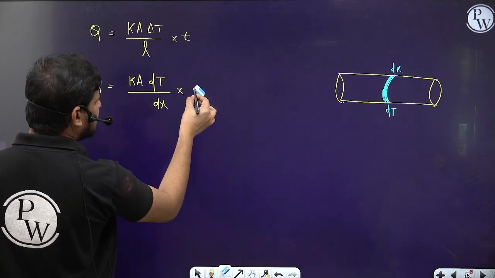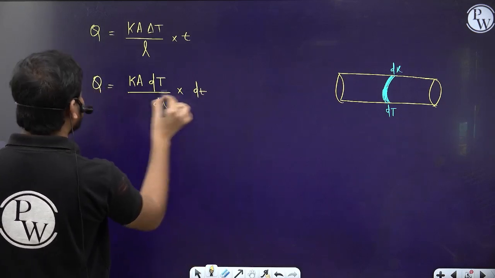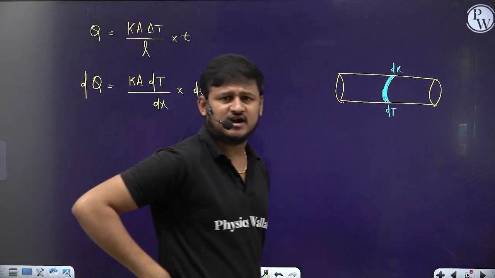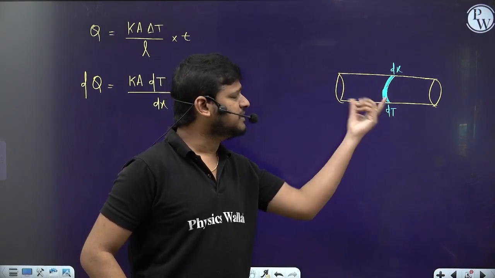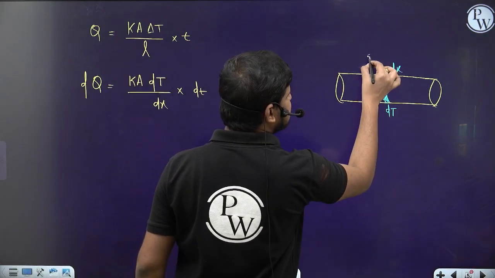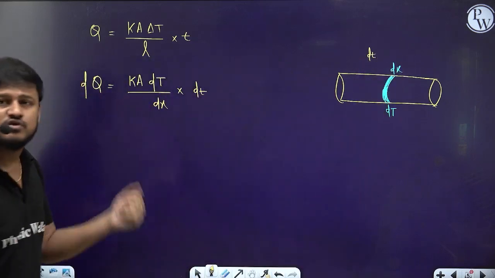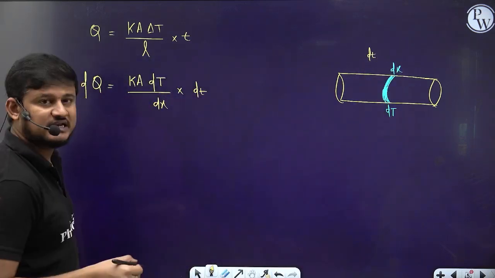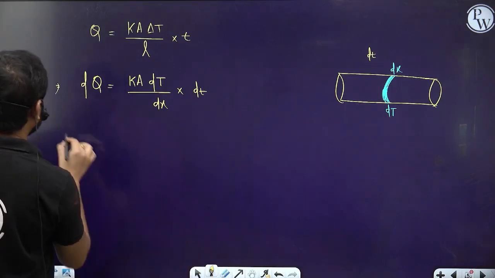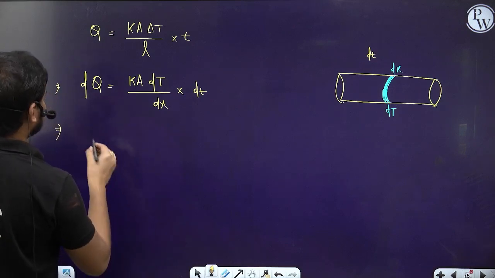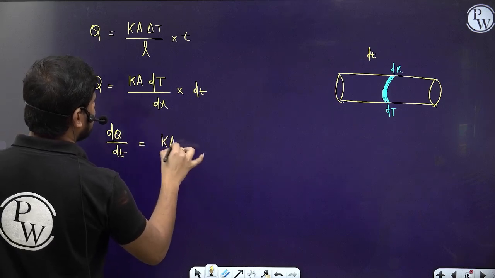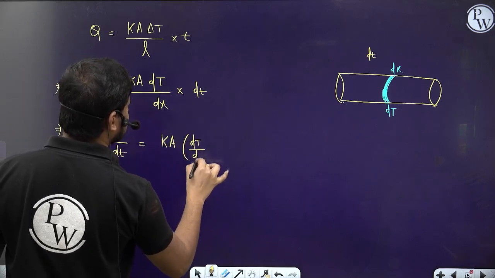So in the very small time dt, the very small heat flows, that is dQ, in the small given cross sectional area whose length is dx, whose temperature change across this cross section is dT. So not current, the small heat flows, that is dQ. From here I can write dQ by dt is equal to KA into dT by dx, right?